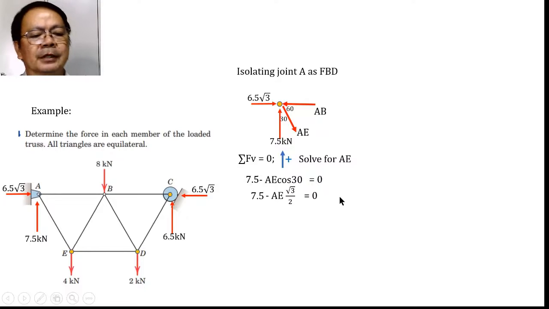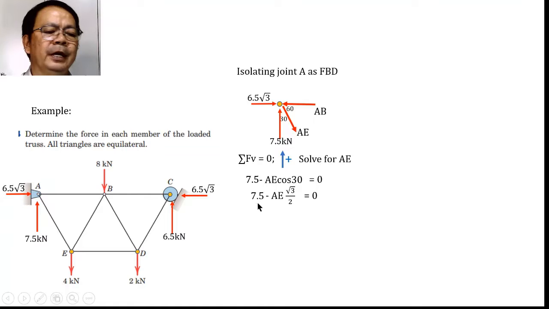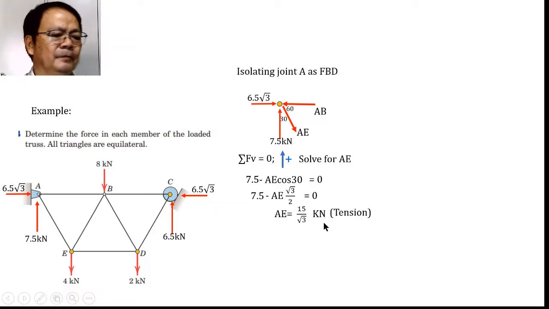When this will be transposed, di ba? Yung 2 ay nasa numerator, then we cross multiply, that becomes multiplied by 7.5. Even without the use of calculator, AE can be computed to be 15 over the square root of 3 in terms of kilonewton, and since this is away from the joint, then this must be in tension. Ganon yung explanation. Now, afterwards, what shall we do? We can now solve for AB by summing of forces horizontal equal to 0. So we sum of force horizontal equal to 0.